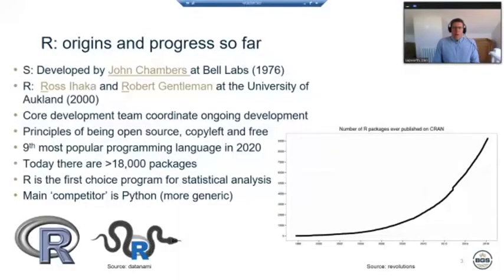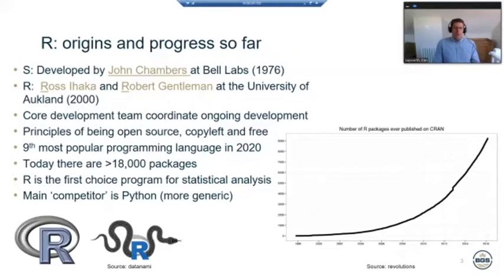So to start with, R, what are the origins of R? Where did it come from, and what's its progress been so far? R was originally a programming language called S that was developed by a statistician and programmer called John Chambers, based at the Bell Laboratories in the US. And this was in the mid 1970s. Now, the S language was implemented within the R programming language by two academics at the University of Auckland, Ross and Robert, and that's where the term R comes from.